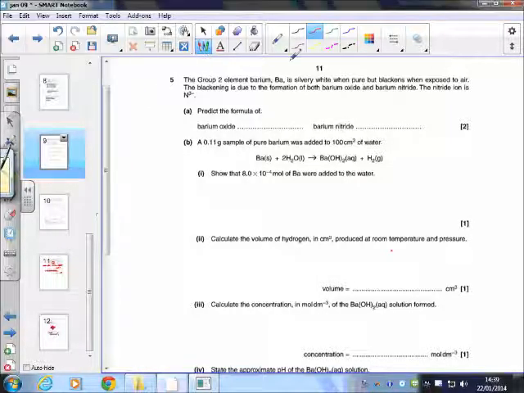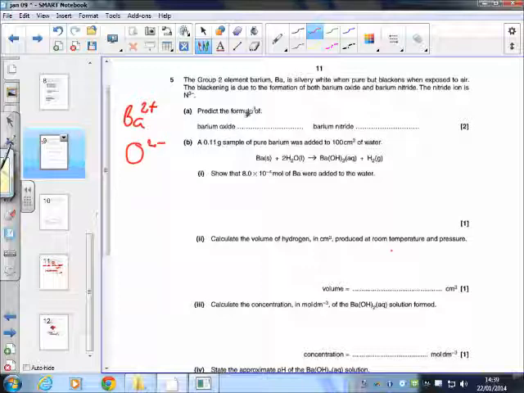So, barium oxide. Barium is group 2. So barium has an oxidation state of 2+. Oxygen is 2-. So in order to get these charges to cancel out, we just need one of each. So the formula of barium oxide is BaO.